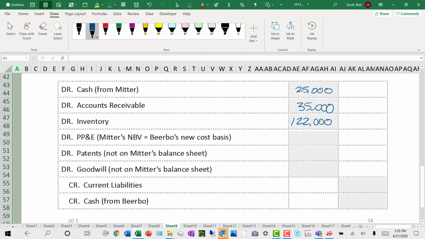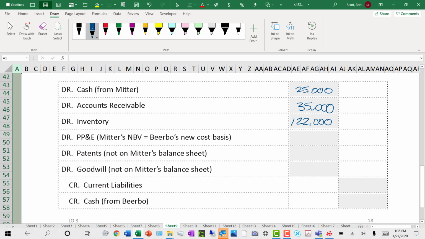Even though Miller Lite has a book value of $42,000, when we bought Miller Lite, essentially what we did was we paid $122,000 for Miller Lite's inventory. Doesn't matter what their book value is. We only care about fair value. It doesn't matter what Miller Lite's property, plant, and equipment was at a cost basis.